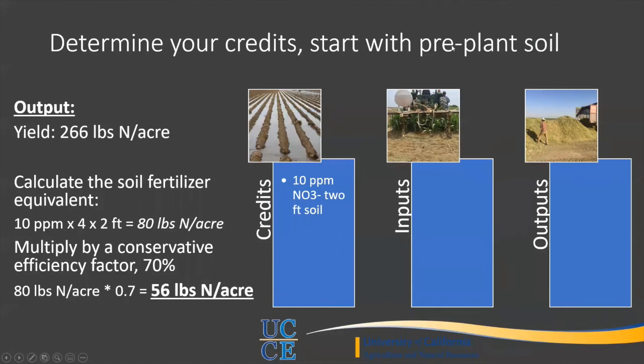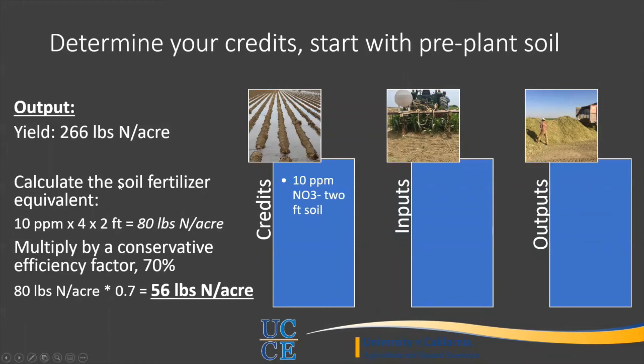So let's start determining what our nitrogen credits in this field are. We'll start with pre-plant soil residual nitrate. And we're going to take the residual soil nitrate of the top 2 feet of soil. If you notice in the credits box, I've entered the information here that we tested at 10 parts per million nitrate nitrogen in just the top 2 feet of soil. So now we want to calculate what the fertilizer equivalency is of that 10 parts per million nitrate in the top 2 feet of soil.